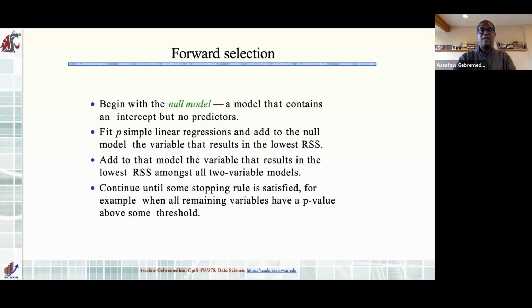And so now I have added it. To that model, I now add the variable that results in the lowest residual sum of squares among all two-variable models. And I will continue doing this until I don't see any significant improvement in p-value or residual sum of squares. P-value is maybe a good indicator, and so I will stop. So what I have started doing is building my model starting from the null model. I added the one that has, among the p single-variable models, the least, and then I add to that one, not to everything, another that results in the lowest residual sum of squares among all two-variable models.